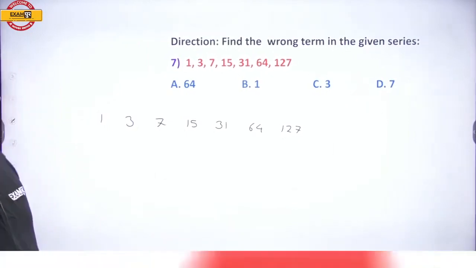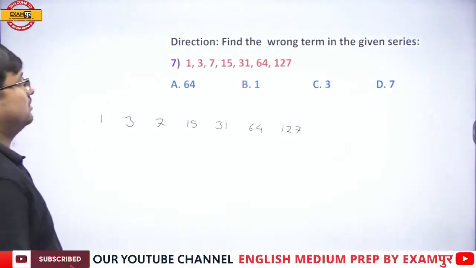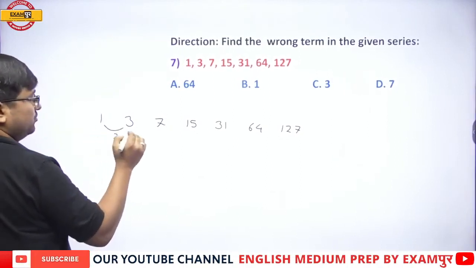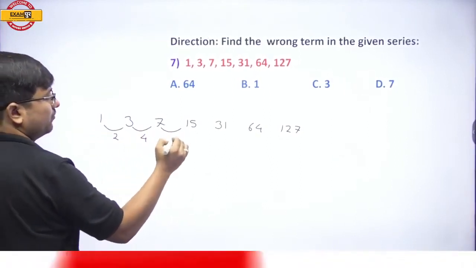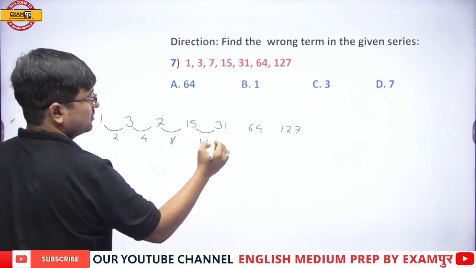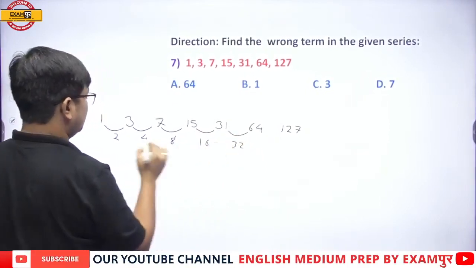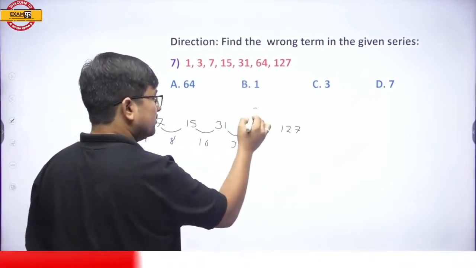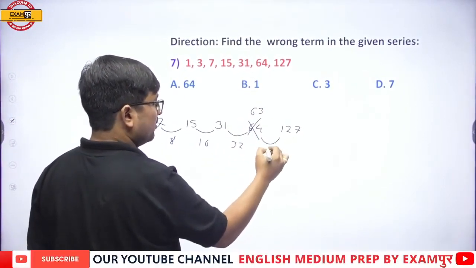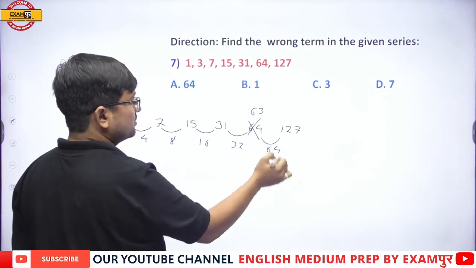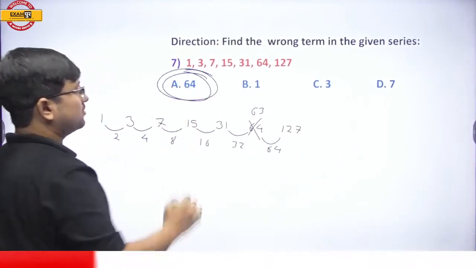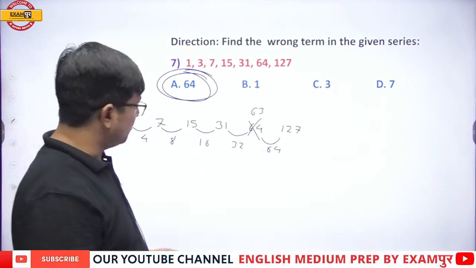Now see, my dear students, have a look at this, guys. 2, 4, 8, 16, 32. Now see, double. Now this plus this will be giving you 63. And now double of 32 will be 64. 63 plus 64 will be giving you 127. So this is the wrong term. 64, option number A, is the wrong term.